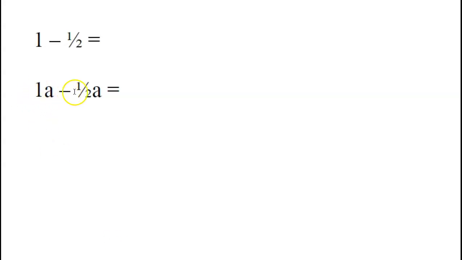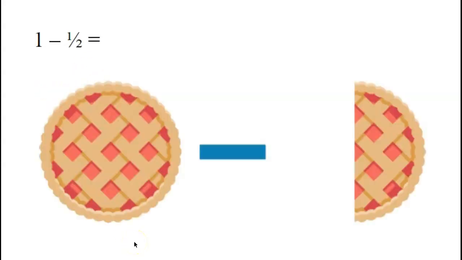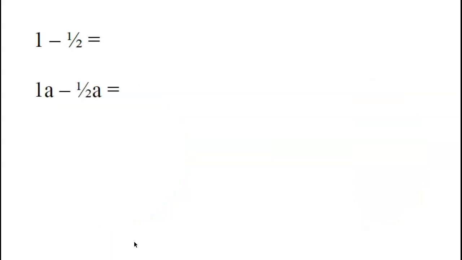So you have 1a minus a half a. It's not any more complex than 1 pie minus half a pie. In fact, if you wanted to, you could think to yourself, okay, let's say I have 1 apple. I'm going to subtract half an apple. It gives you a visual representation of this. You have 1 of this thing, and you're going to subtract half of that thing. And we know that a whole minus half, you're left with half, right? So the answer would be 1/2 a.